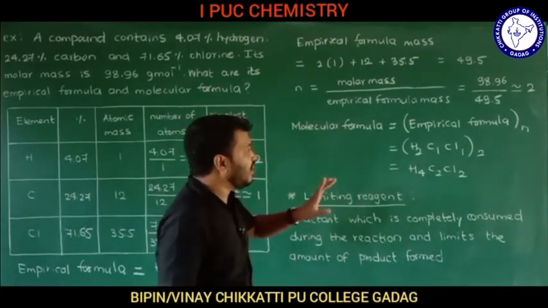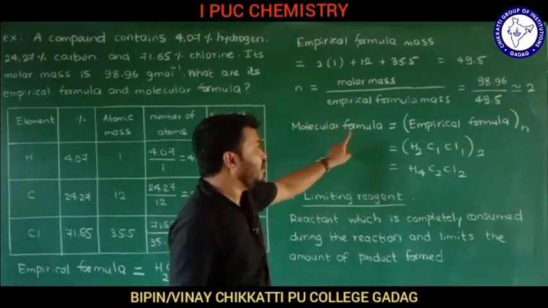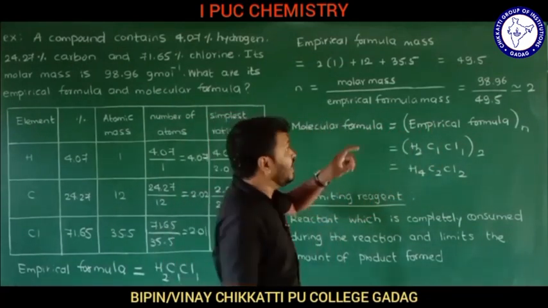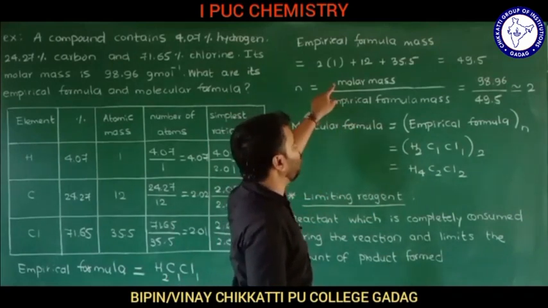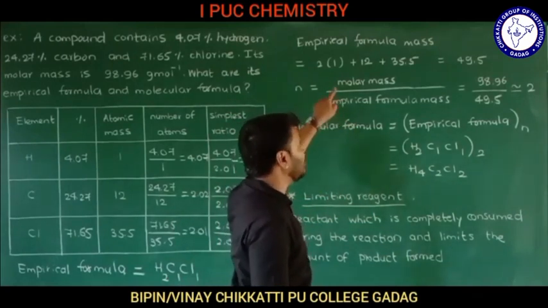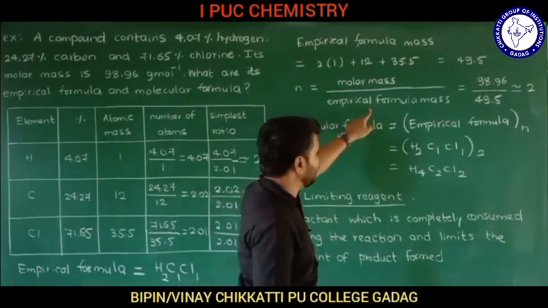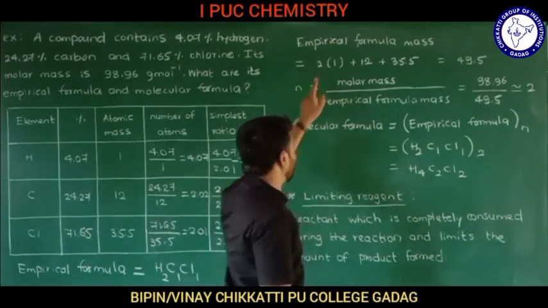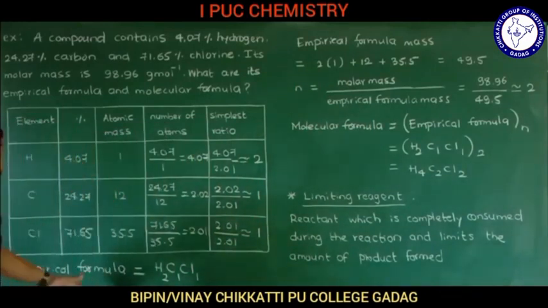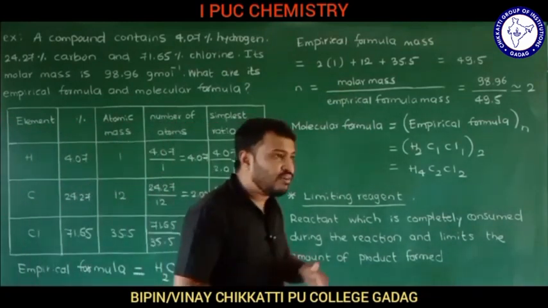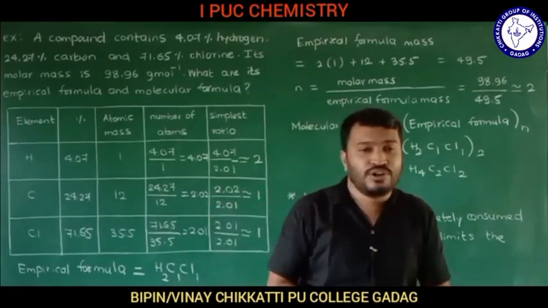How are these interrelated? Molecular formula will depend on empirical formula and n, isn't it? And n will depend on molar mass and empirical formula mass. Remember, molar mass usually they will give in the problem. Empirical formula mass we need, and if you want empirical formula mass, we need empirical formula, and for empirical formula, the table is a very important one. This is how we can calculate empirical formula and molecular formula.